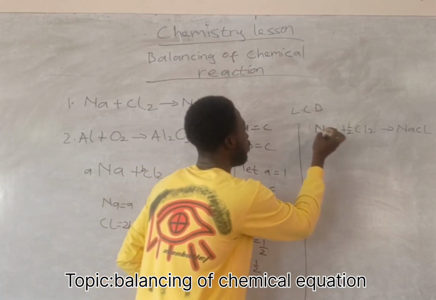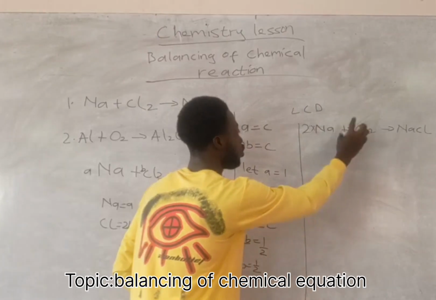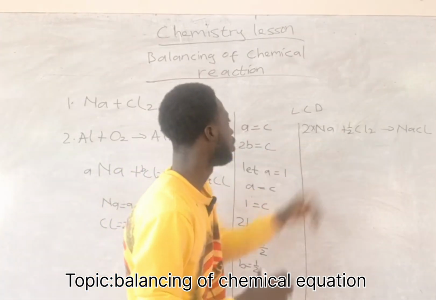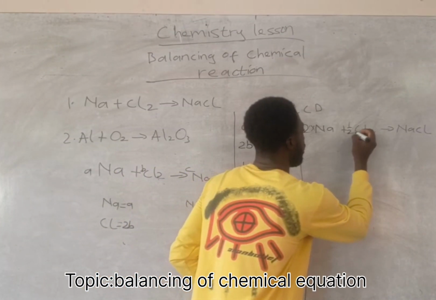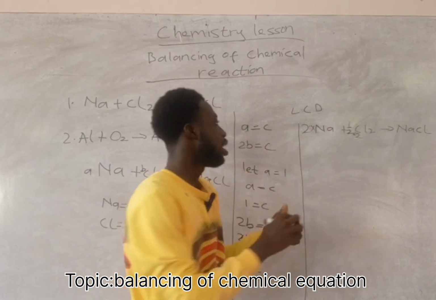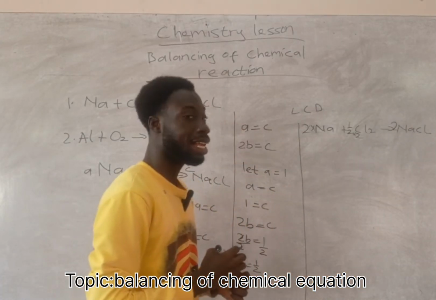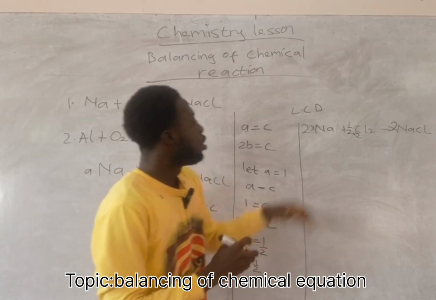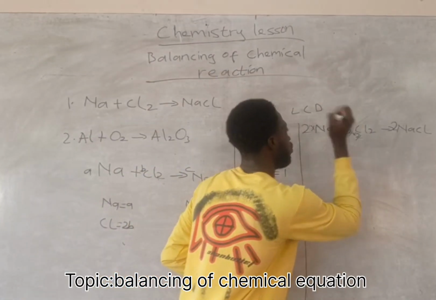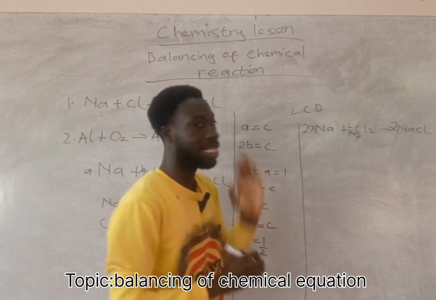So first of all, I'll put my 2 here. The 2 is multiplying the sodium. Then I'll go to the next term. So I'll put my 2 here, times 2, right? Then I'll go to the product side. I'll put my 2 here, times 2. Is that clear? Now, you see, this 2 can cancel this 2. Is that clear? We will clean it up.